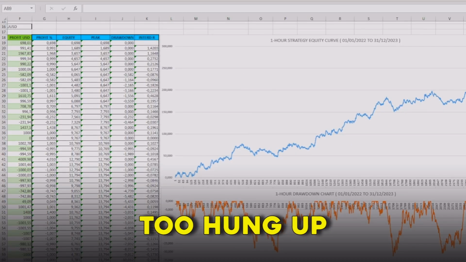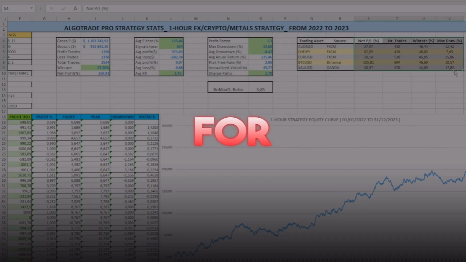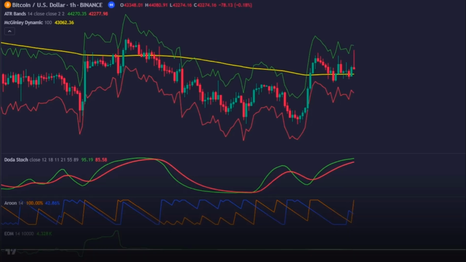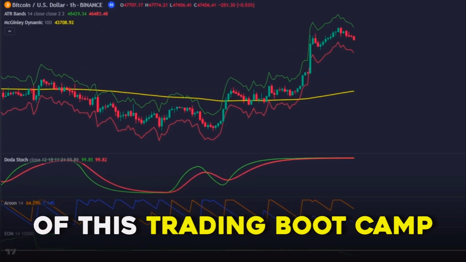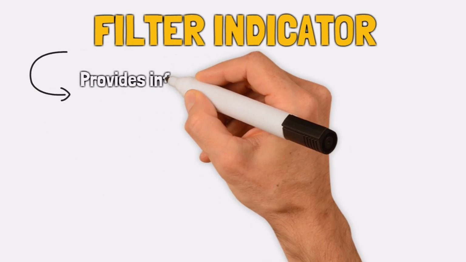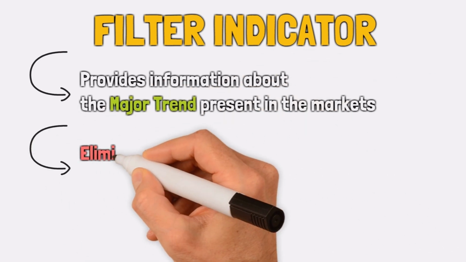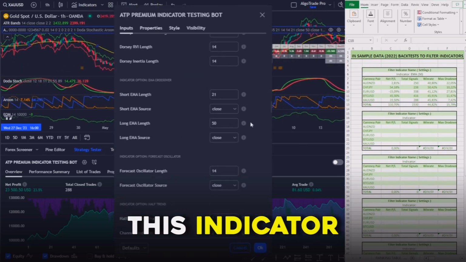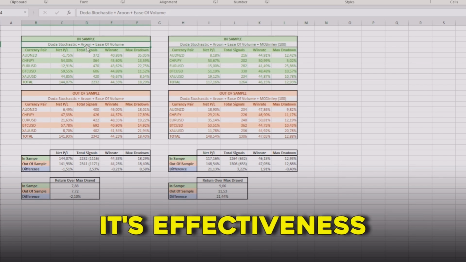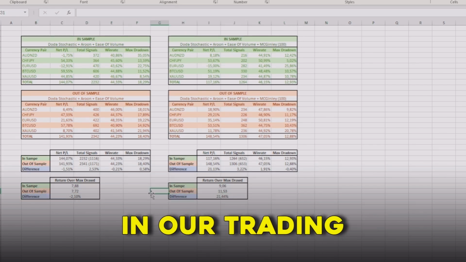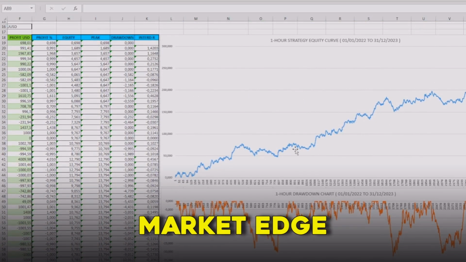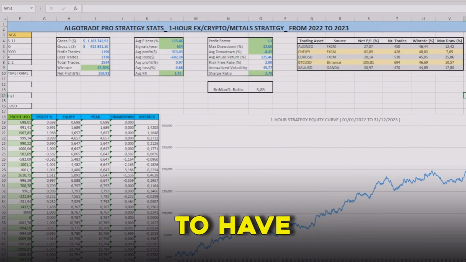But don't get too hung up on these numbers just yet. Wait for the next episode to find out the true and real values of this strategy. And that concludes our 4th episode of this trading bootcamp, where we analyzed how we can use a filter indicator to enhance our strategy. Not only did I teach you the process of selecting this indicator, but I also demonstrated its effectiveness with real results in our trading system. In the next episode, we will then put our strategy to the test and find out if we actually have a good market edge and what results we can expect to have when using it.